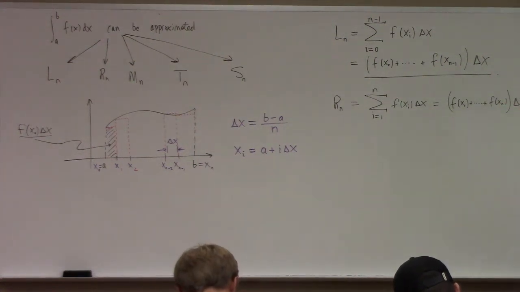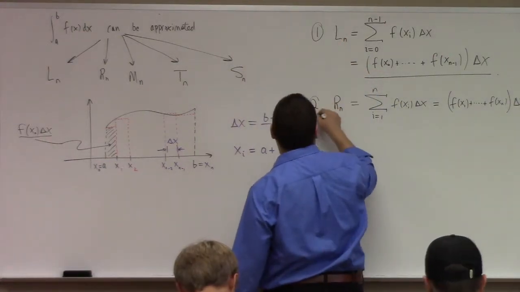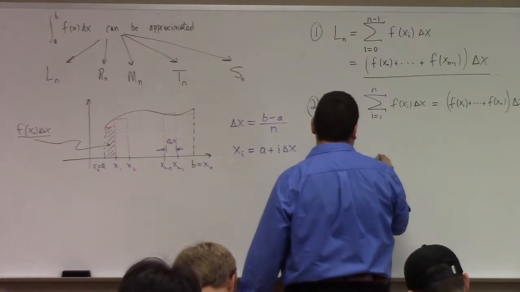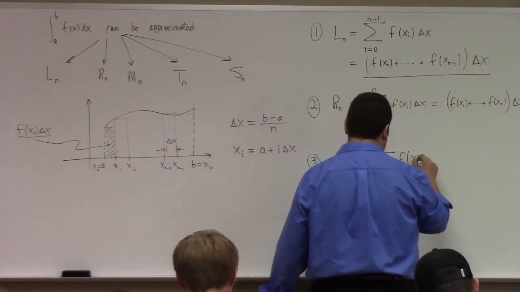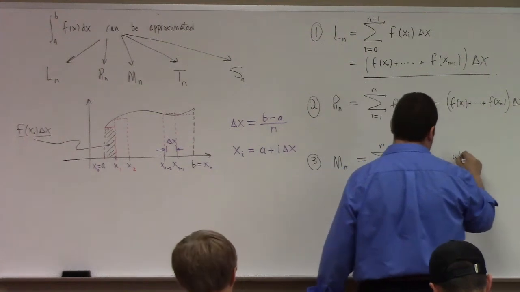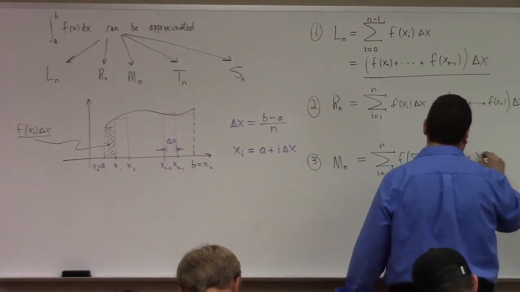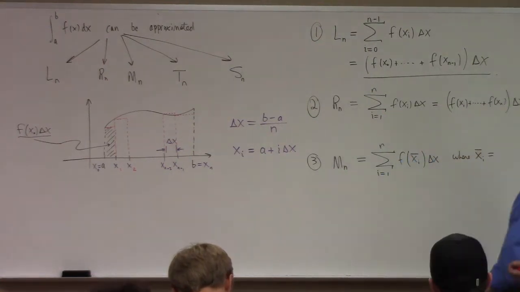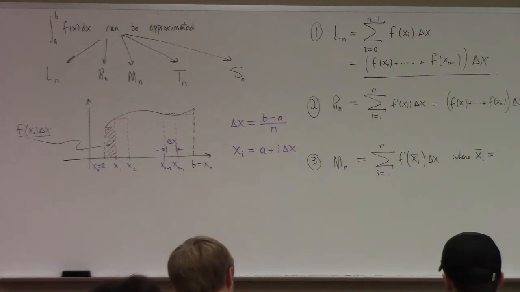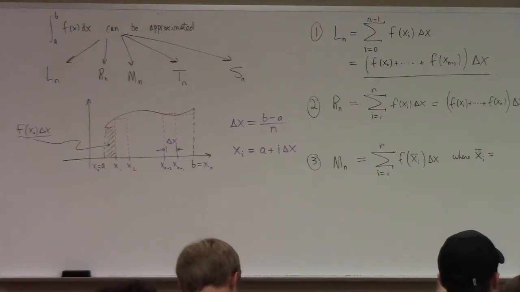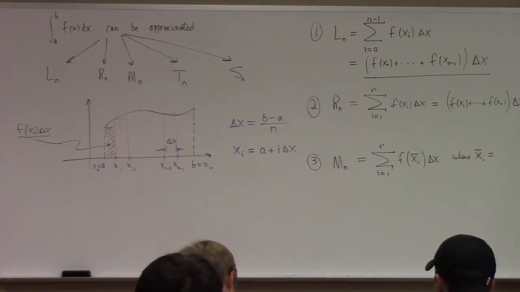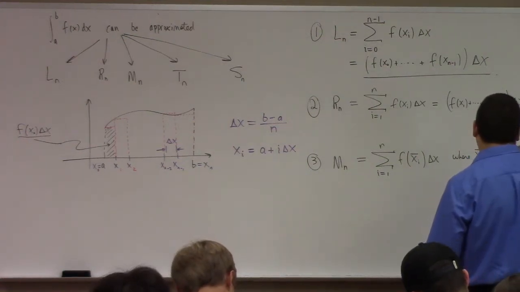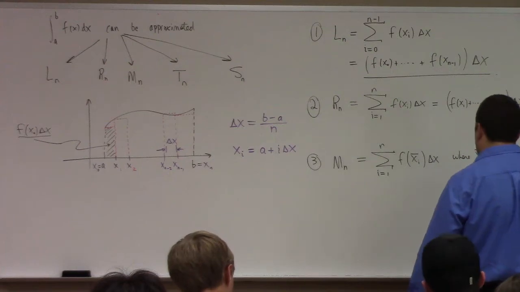There's also a midpoint rule, right? So the midpoint rule is this. You take the sum, i equals 1 to n, of f of x bar sub i delta x, where how do we define x bar i? That's the midpoint. How do you get the midpoint of each one of these little subintervals? If I've got 100 and 120, what's the average? Add them together, divide by 2. So we do x sub i minus 1 plus x sub i, divided by 2.